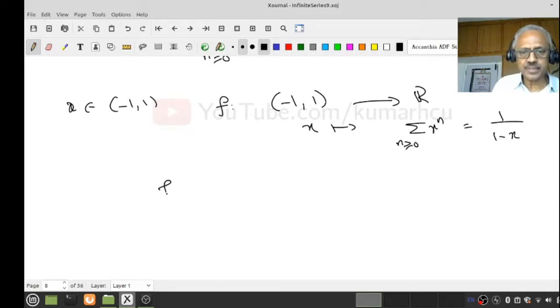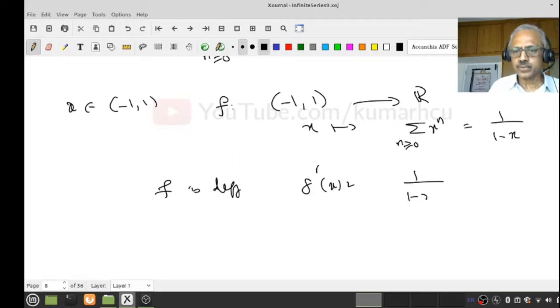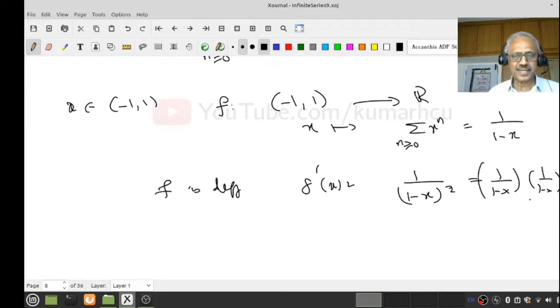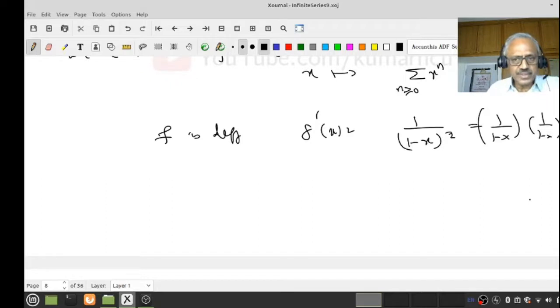Now, what do I know about the function f? f is differentiable. And what is f dash x? This, as you know, is 1 by 1 minus x whole squared. But this is the same as 1 by 1 minus x times 1 by 1 minus x. I just want to motivate this, to learn to play with it. Most often, in earlier days, these were the kind of concrete things which people played with and understood what is happening, and abstracted as a theorem. But nowadays we put it the other way around: we prove a theorem and then give applications of it. Do you understand this?